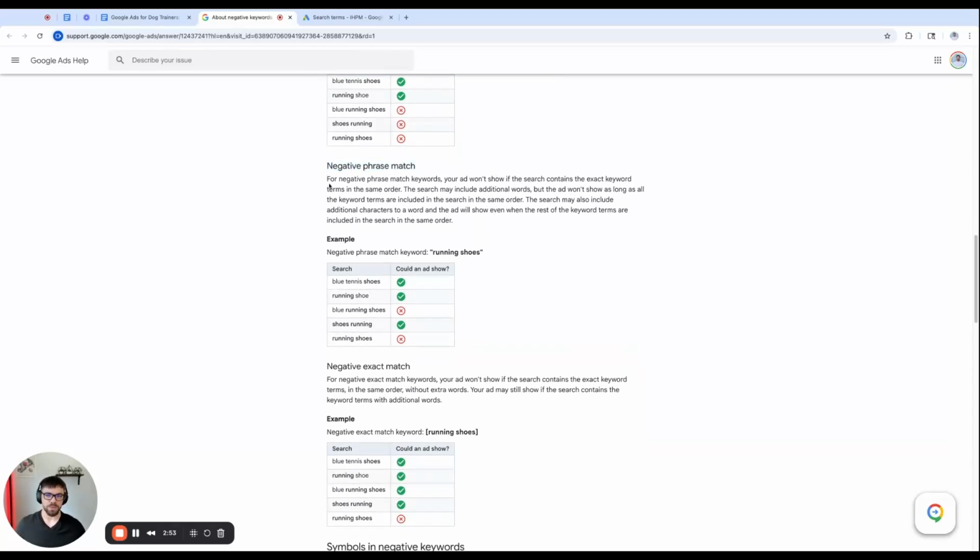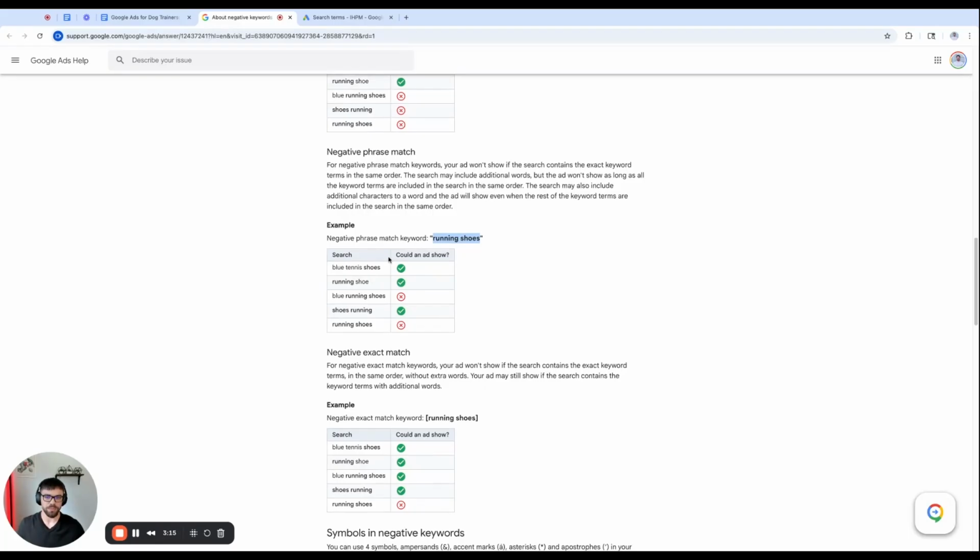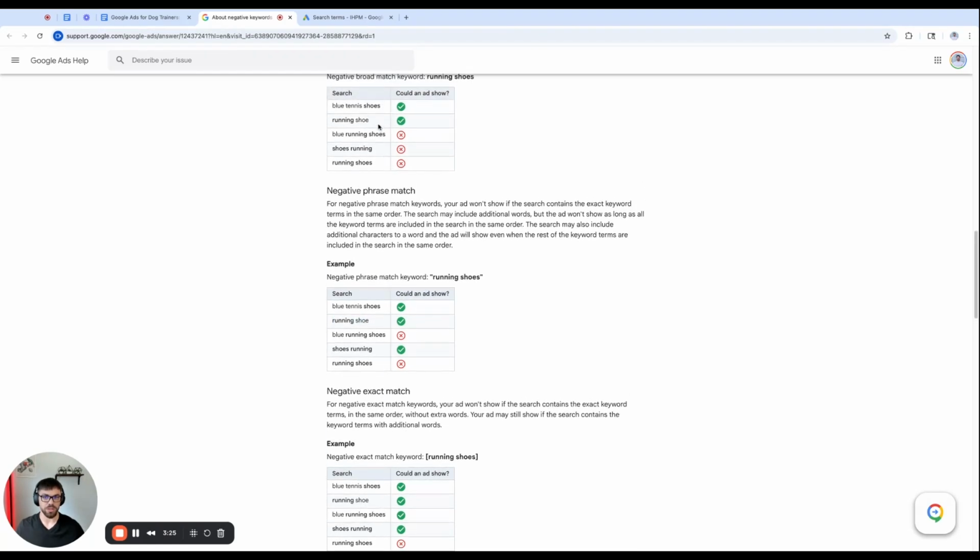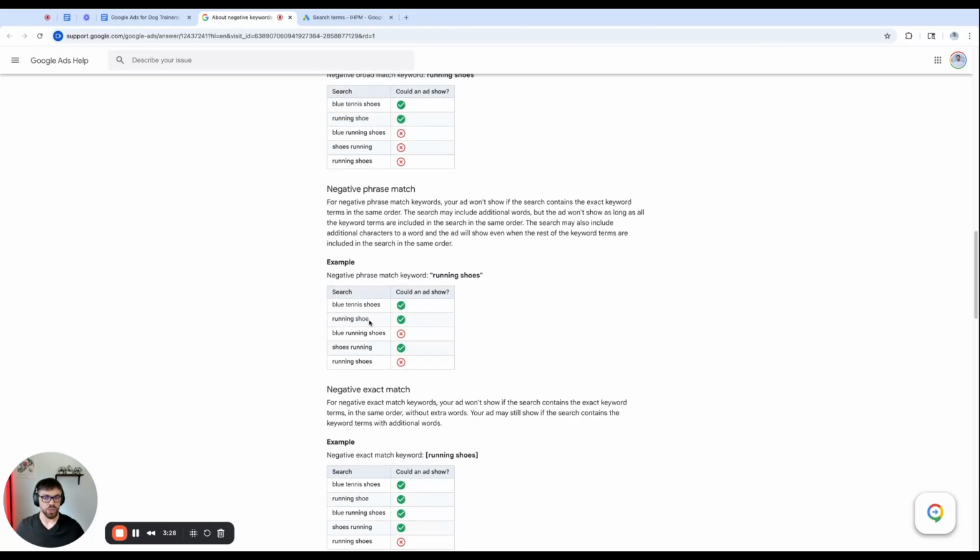Now let's cover negative phrase match. For negative phrase match keywords, your ads won't show if the search contains the exact terms in the same order. So regardless of what someone types in the search bar, if running shoes in that order is in their search, then your ads will not show. For example, blue tennis shoes. Could an ad show? Yes. Running shoe. Could an ad show? Yes. And it's very similar to our broad match explanation here. If this said running shoes with an S at the end of it, because it is the exact keyword term in the same order, running shoes, then we would not be able to show this, right? And it shows that right here.